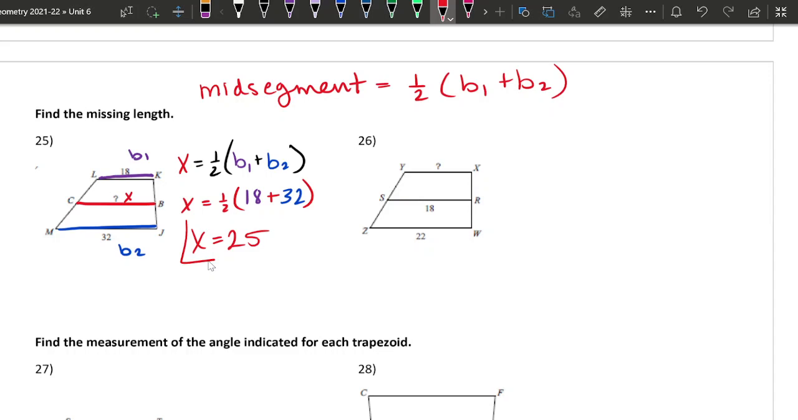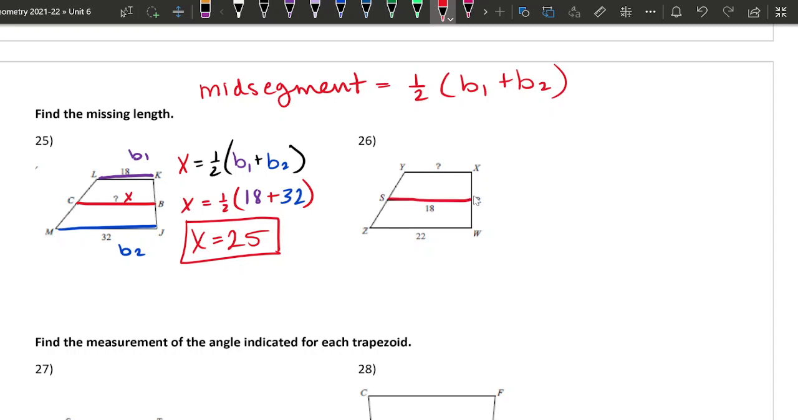And then take a second just to look at the problem and see if it makes sense. So if the middle piece is a middle length, it's not the shortest, it's not the longest. I have 18, 25, then 32. Yes, that makes sense. 25 is in the middle of 18 and 32. So just a quick check. Make sure it makes sense. Because sometimes you're not looking for the mid-segment.